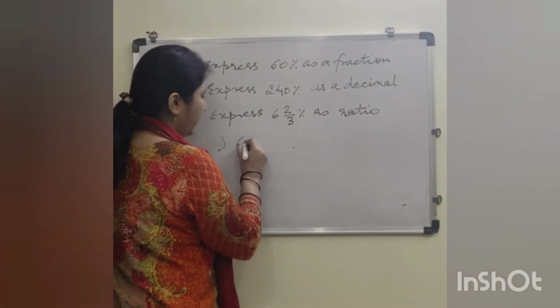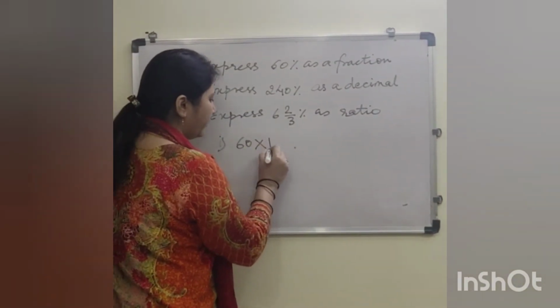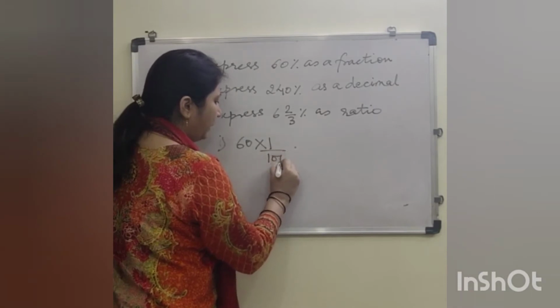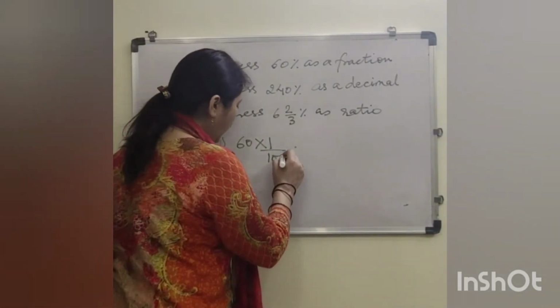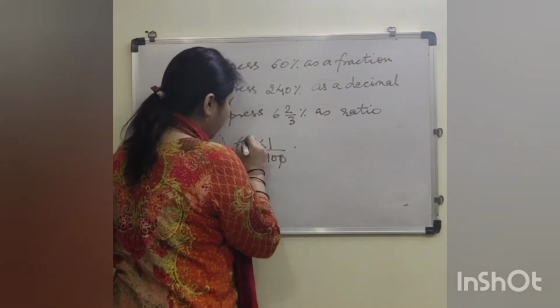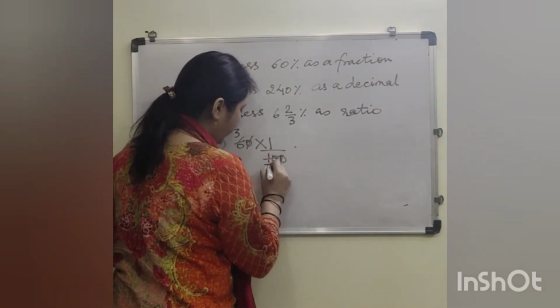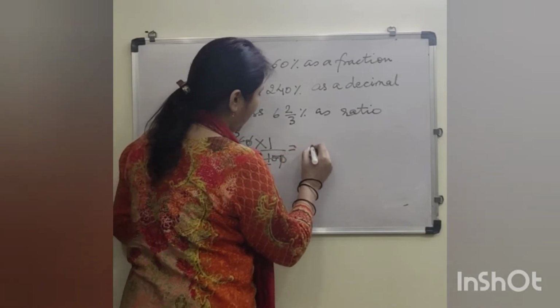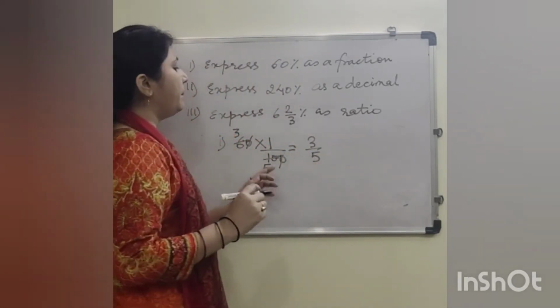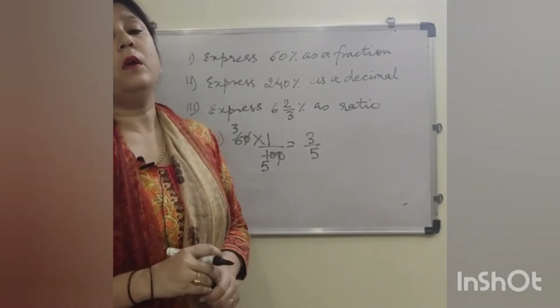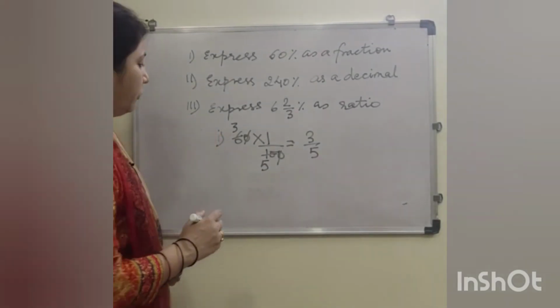60%. To remove the sign of percentage, we multiply by 1 upon 100. Now it will be cancelled. 2 3s are 6, 2 5s are 10. So how much has it come? 3 over 5. As a fraction, 60% is 3 over 5. Now second part.